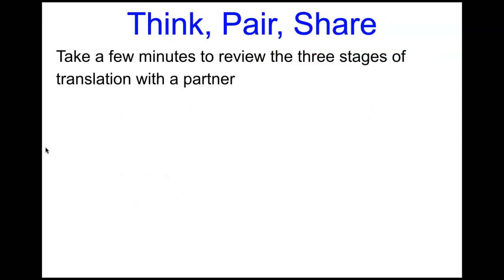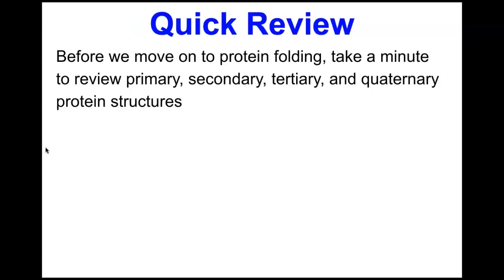So, think pair share. Take a few minutes to review the three stages of translation with a partner. Well, instead of thinking about it with a partner, just think about this on your own. All right, let's do a quick review. Before we move on to protein folding, as now we have made that polypeptide, take a minute to review primary, secondary, tertiary, quaternary protein structures from Unit 1 biochemistry. Again, I couldn't stress enough how important that unit is.